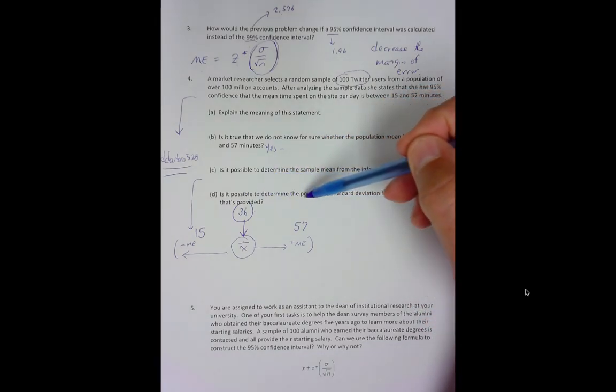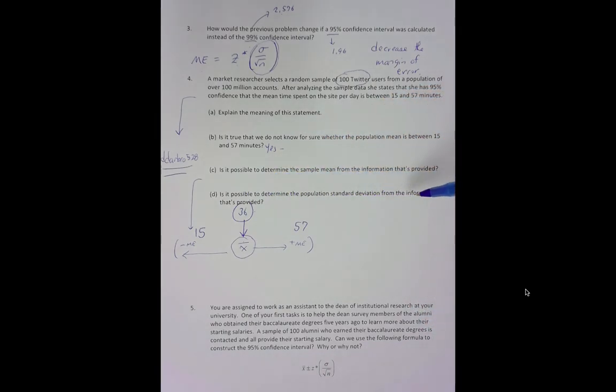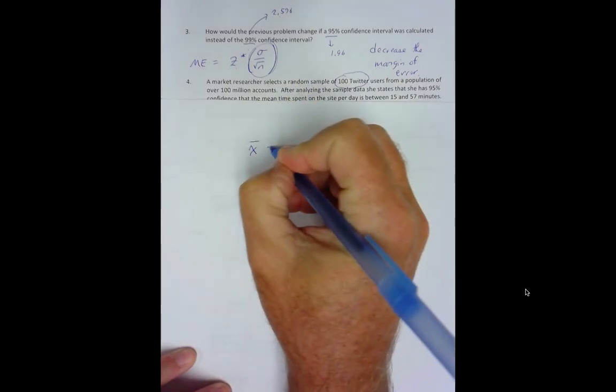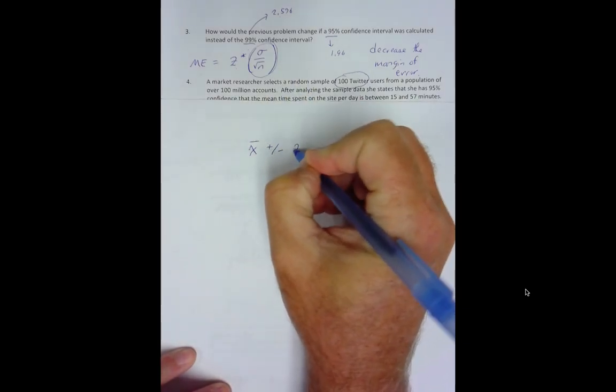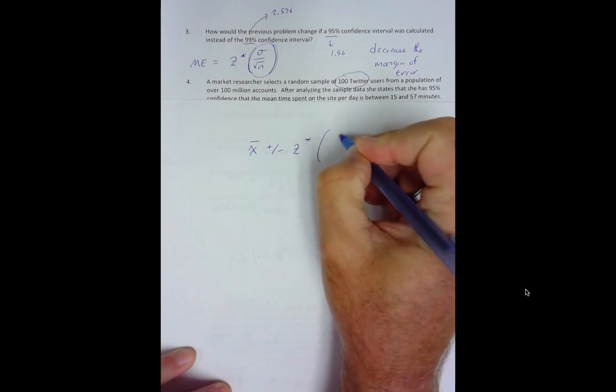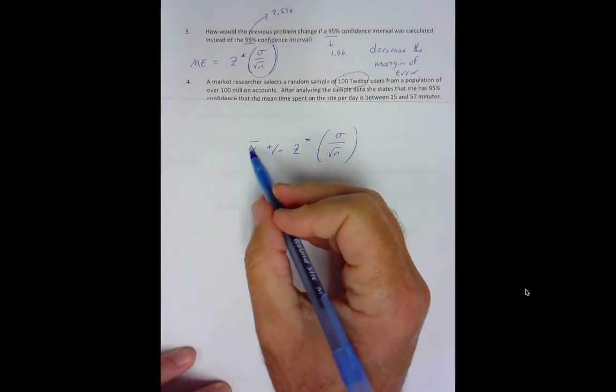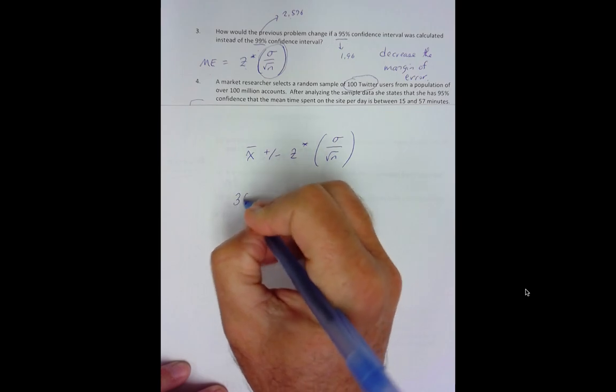Is it possible to determine the population standard deviation from the information that is provided? Yes, it is. All right, so what do we do? We start out with our formula. So we know from our previous calculation that the mean had to be 36.